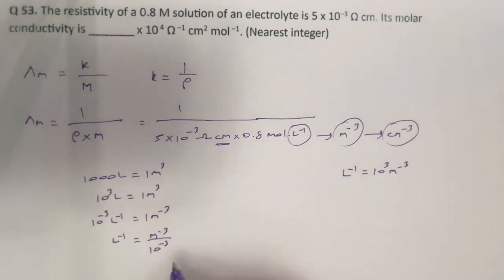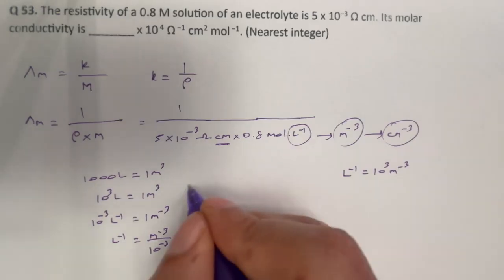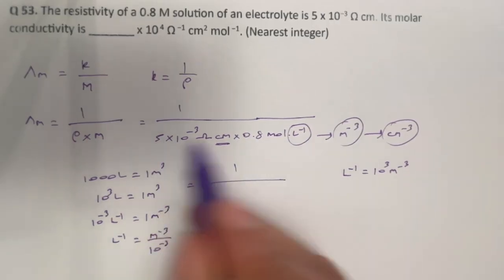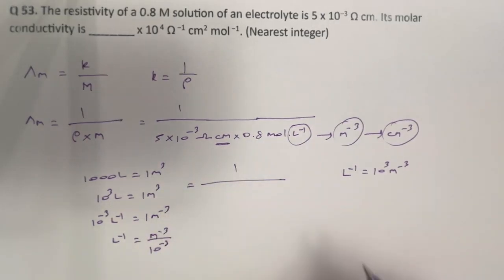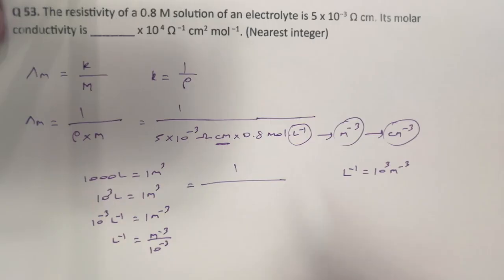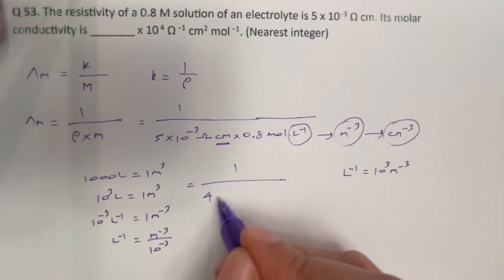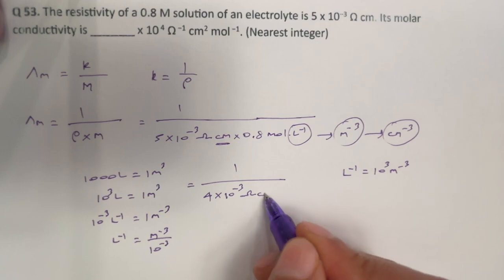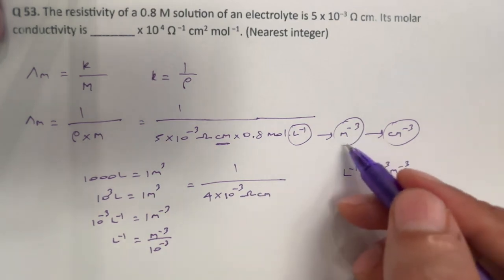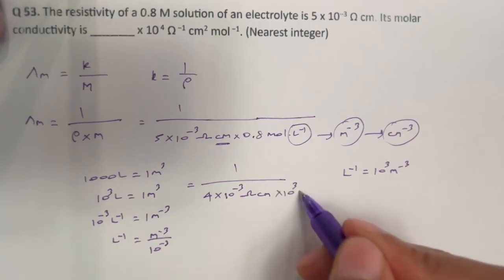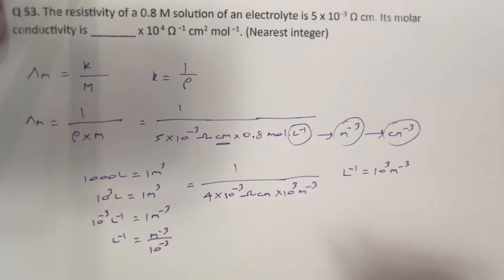Now if we substitute this one first, then what will happen? This will be 1 by 5 times 0.8 is 4, isn't it? 8 times 5 is 40. So that means we have 0.8. So therefore it is simply 4 times 10 to the power minus 3 ohm centimeter. Let us first put this value, 10 to the power 3 per meter cube.